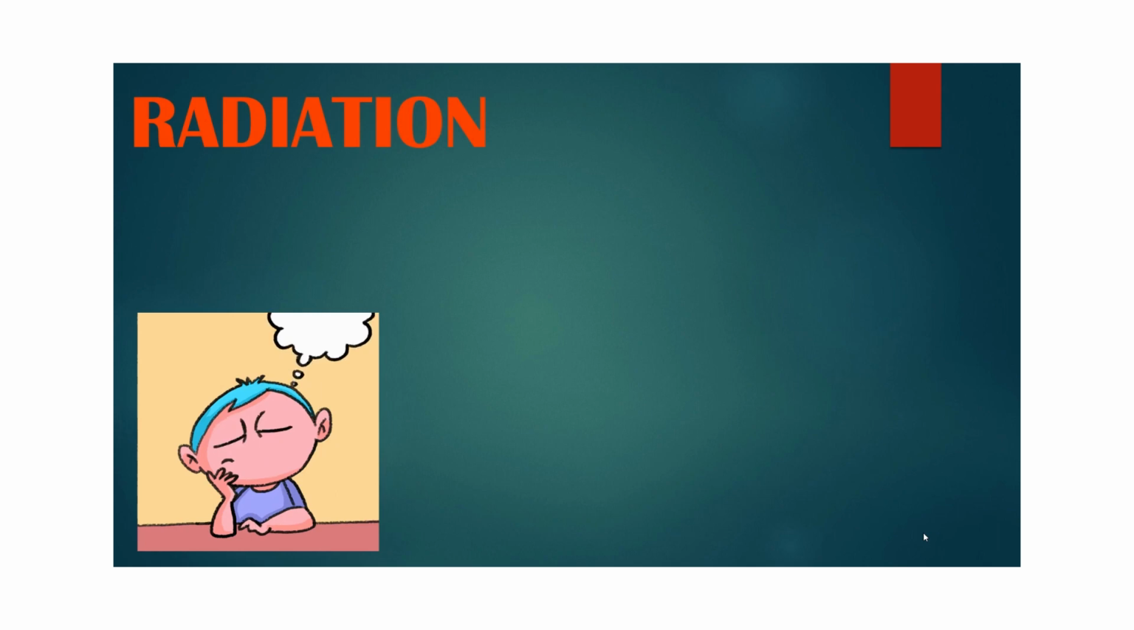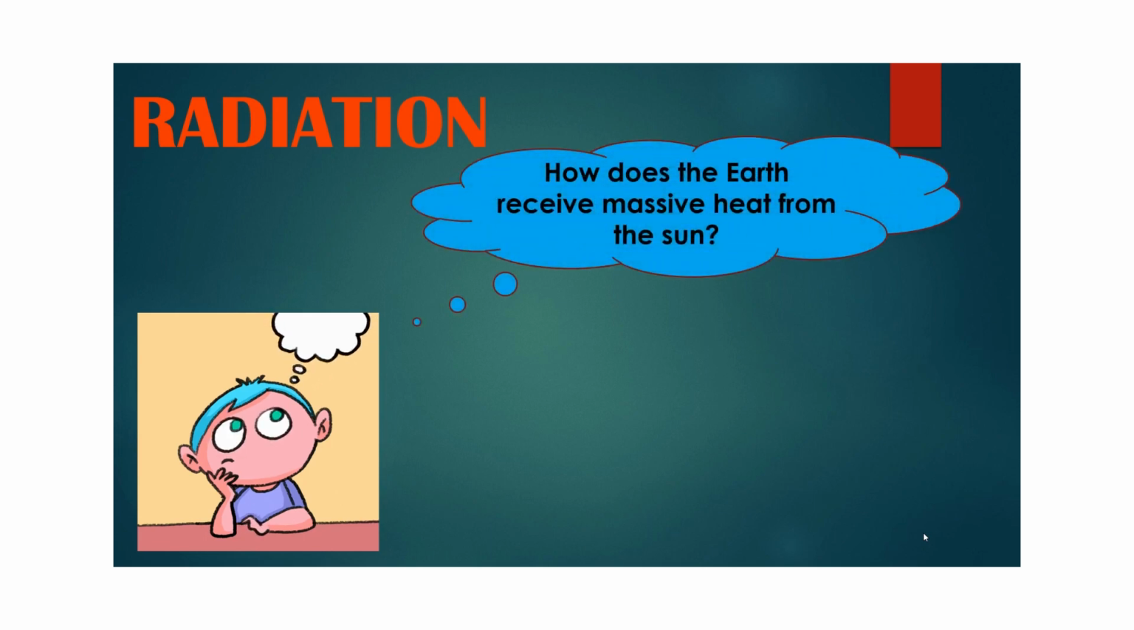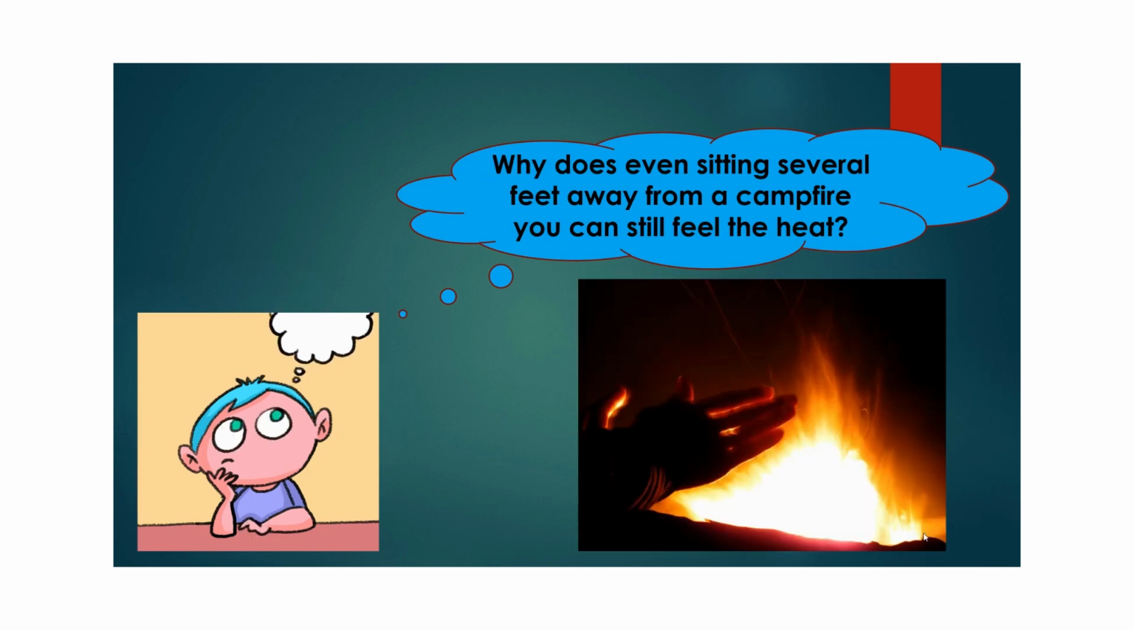Radiation. This is the third type of heat transfer. As we learned, conduction and convection move heat through solids, and liquids and gases, respectively. The question now is, how does Earth receive massive heat from the sun? Or, why is it that even sitting several feet away from a campfire, you can still feel the heat? There are no molecules in space, but there is radiation.